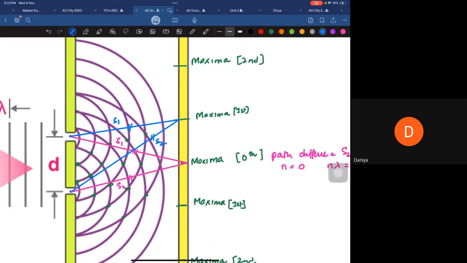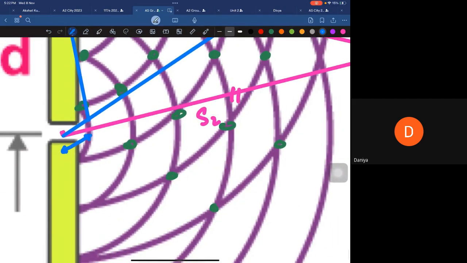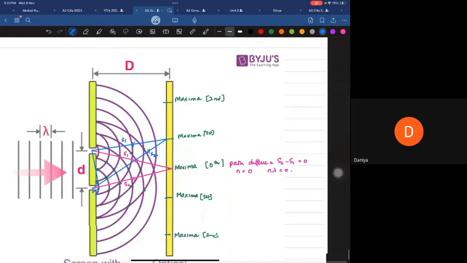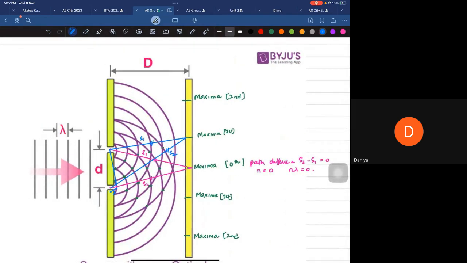And how small it is, it's basically if you draw a straight line with them, so it's just a lambda small. This is why we call this first order, because here the path difference is just equal to a lambda, which means n will be equal to 1. Understood? Because n lambda, you put n as 1, so it will be just lambda. Get it? Yes.